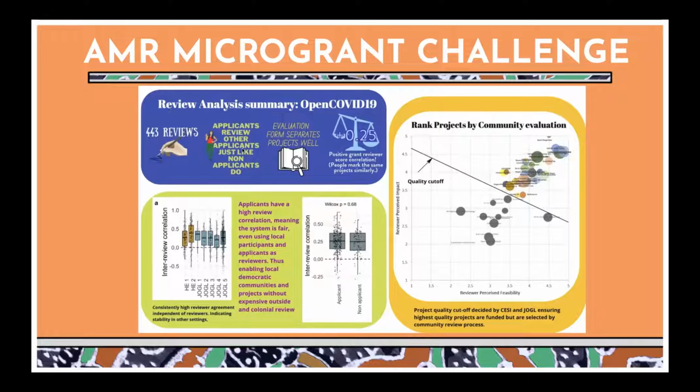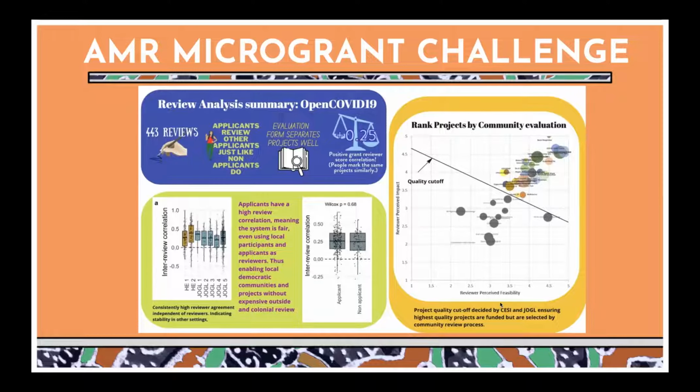So applicants review each other just like the non-applicants do, and we use a form. Once you've created your project on JOGL and the deadline approaches, we'll send a form to everyone who's applied, and that form will be used to score other people's projects, and that will be how we separate the projects by quality.